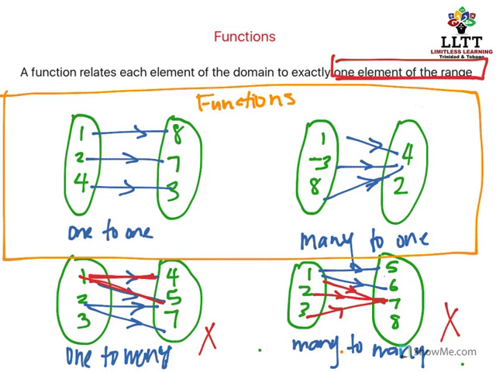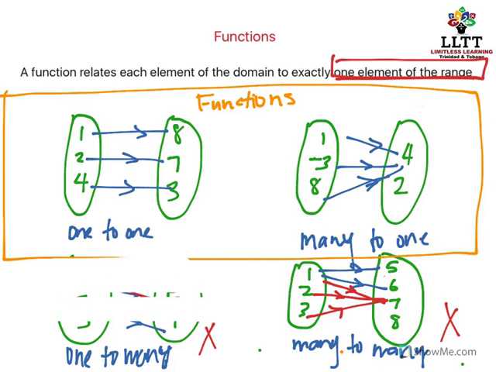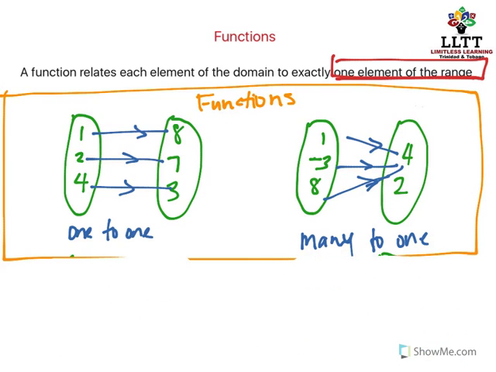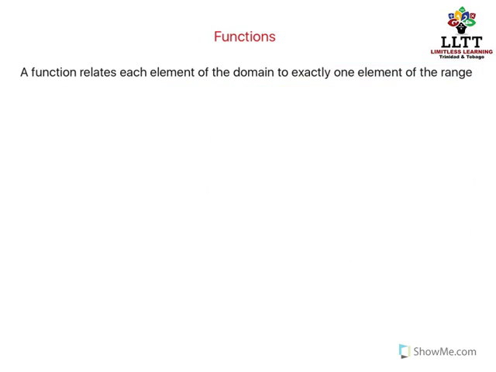So when we're talking about functions, the only mappings that we care about are a one-to-one and a many-to-one. Anything that ends with to one. So one-to-one, many-to-one, those are the only examples of a function.